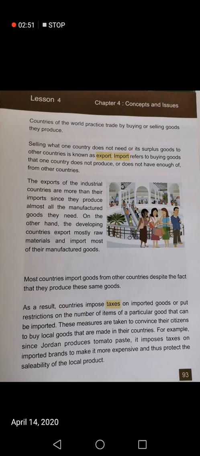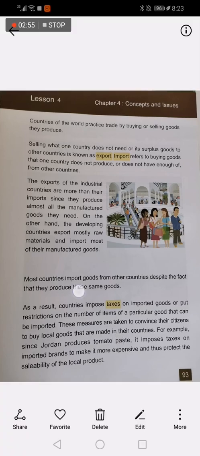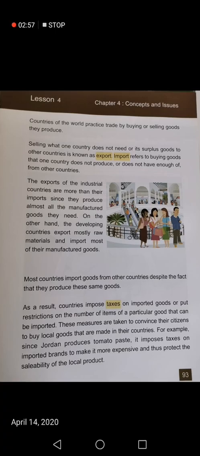In a simpler example, if you think about chocolate: if you want to buy a chocolate that is imported from another country, it's very expensive. But if you want to buy a local chocolate, it's less expensive. Why? Because things that are made locally have no taxes.